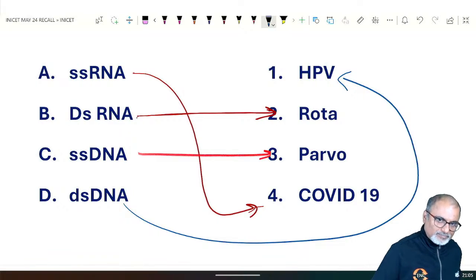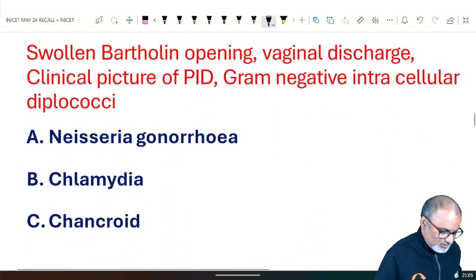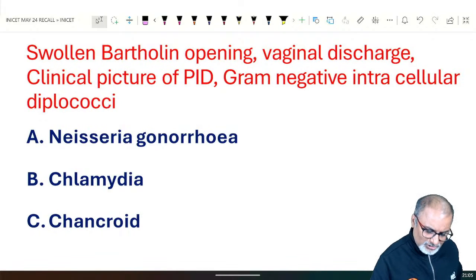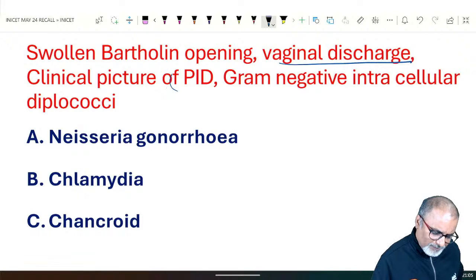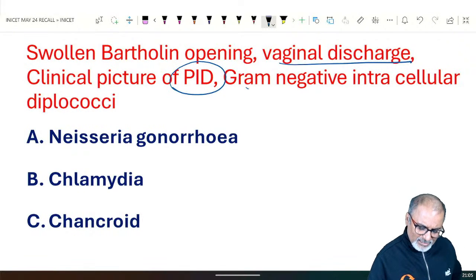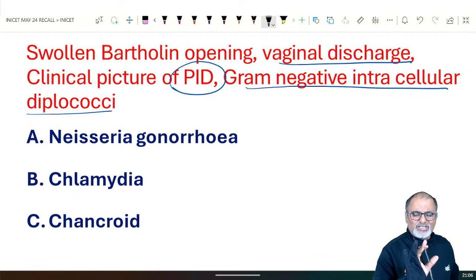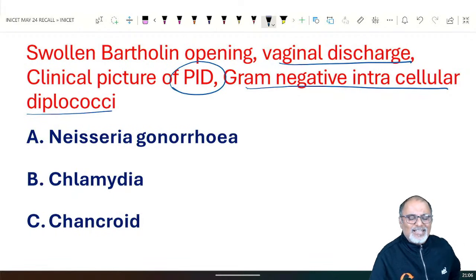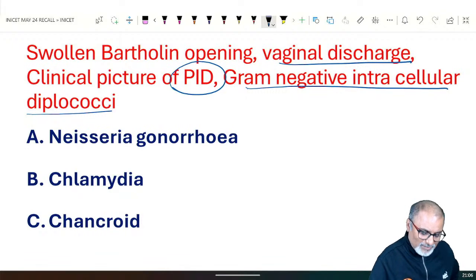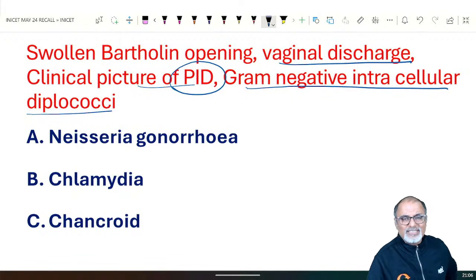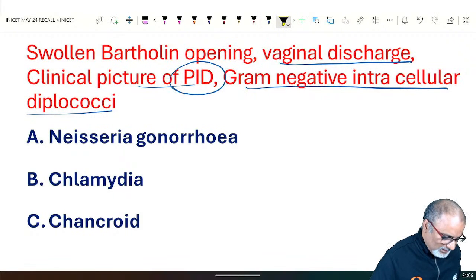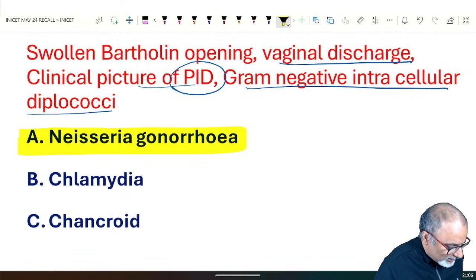Next is swollen Bartholin opening, vaginal discharge, clinical picture of pelvic inflammatory disease, gram-negative intracellular diplococci. It's a direct question. No need to think, no need to discuss. Gram-negative intracellular bacteria, kidney shape, which causes pelvic inflammatory disease, vaginal discharge, urethritis. You can go for the option Neisseria gonorrhoeae. I can add biofilm option.